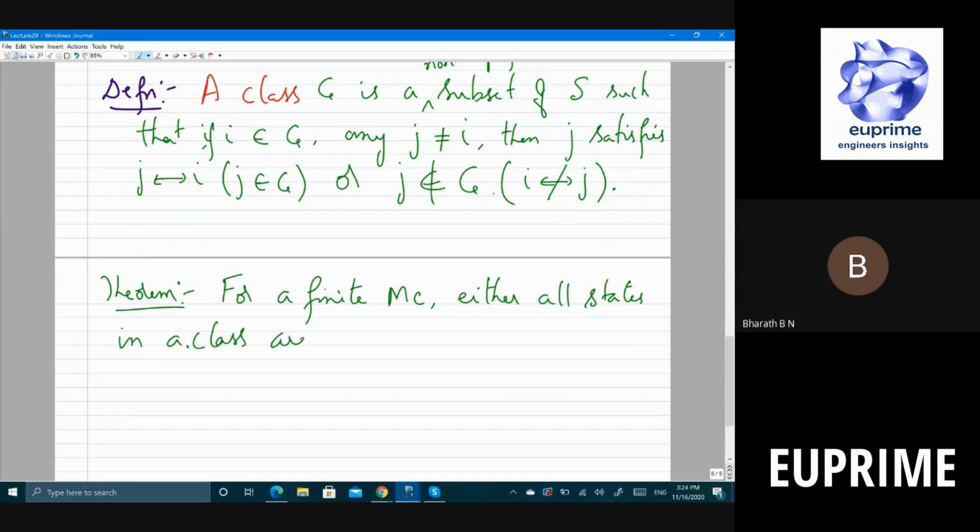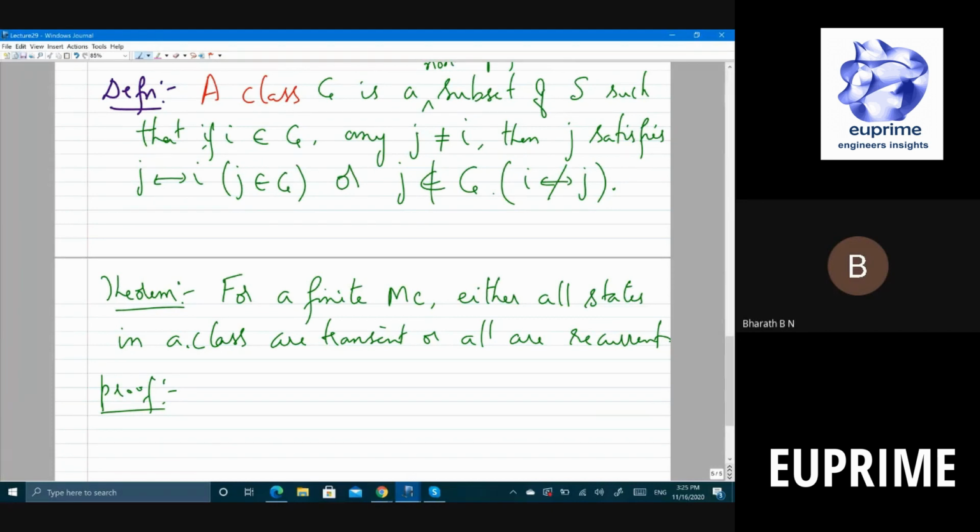Either all states in a communicating class are transient, or all are recurrent. Why is this? Can somebody tell me what is the proof and why is this true? So it is just by the definition that we have given of recurrent.